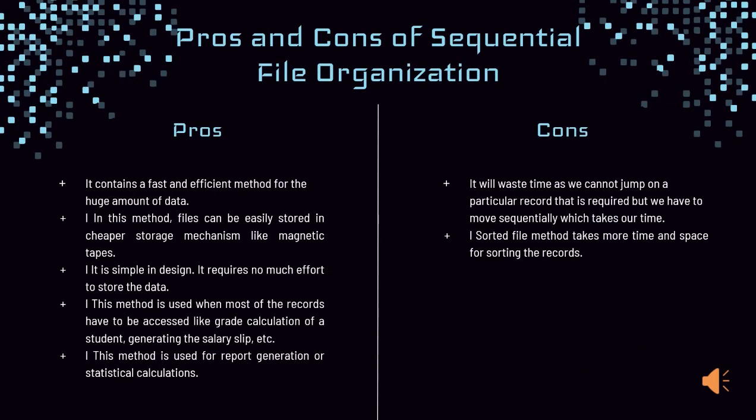Next is the pros and the cons of sequential file organization. For the pros, the first one is, it contains a fast and efficient method for the huge amount of data. Second one is, in this method, files can be easily stored in cheaper storage mechanism like magnetic tapes. The third one is, it is simple in design. It requires not much effort to store the data.